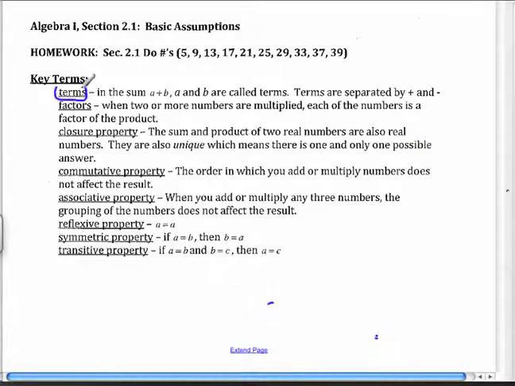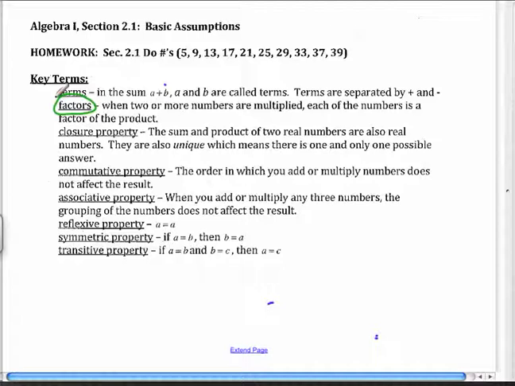Let's see, I've got my terms right here. Terms are separated by pluses and minuses. So in this one, we know that we got a positive a and a positive b, and those two things are called terms. All right. Now I'm going to get rid of that so I can look at the next thing called a factor or factors.